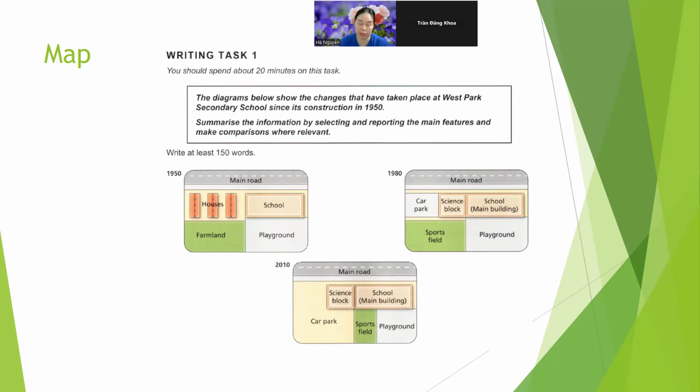They are map descriptions. And for this task type, you need to spend 1 body paragraph describing the first map, the second body paragraph to describe the changes from map 1 to map 2, and a third body paragraph to describe the changes from map 2 to map 3.